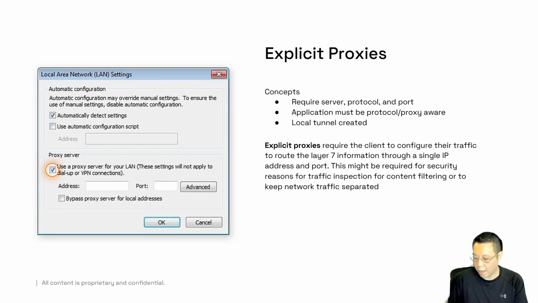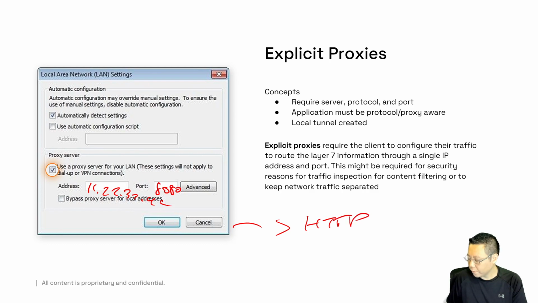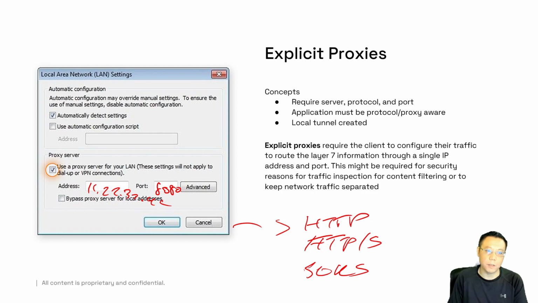Explicit ones require you to say, I need this IP address, and here's my listening port. Funnel all web traffic to this. But we have to make sure that when using explicit proxies, my application is proxy aware. If it isn't, it cannot go to the proxy. Some common protocols for it include HTTP proxies, HTTPS proxies, SOCKS, and many others. You might see these as options inside your browser or your application that supports proxy-aware support.